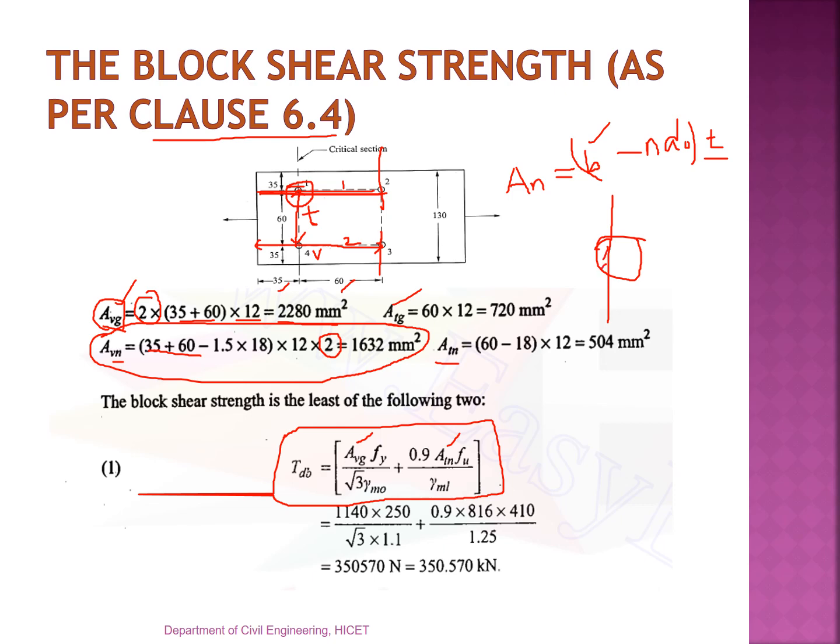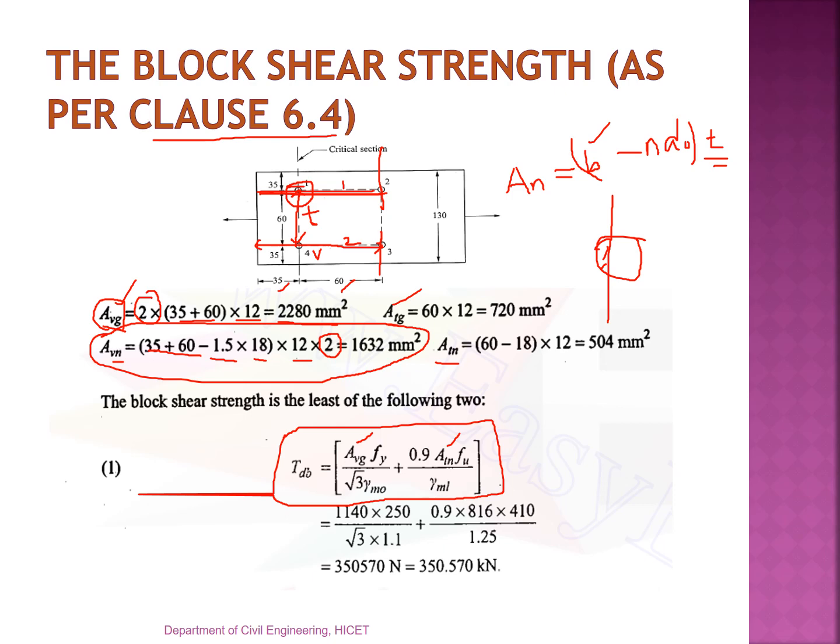So up to this we have 65 mm. Half bolt holes are there, right? 1 plus 0.5, that is 1.5 bolt holes are there. The diameter of the bolt hole is 18 mm. Then T is the thickness of the plate, so 12 mm.